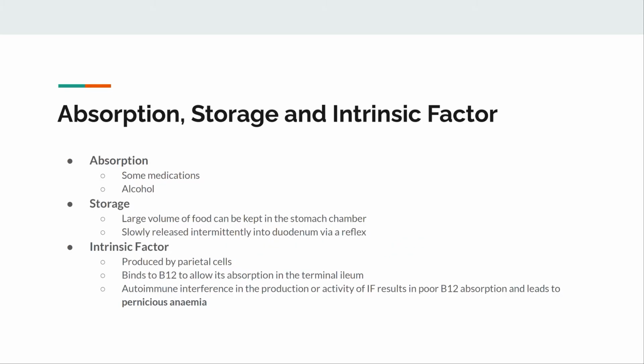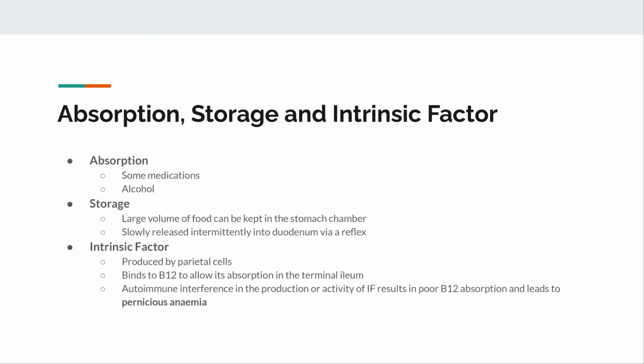The roles of the stomach are to absorb some things like medications and alcohol, to store food. So if you've eaten a large volume of food, you don't want all of that to go into the duodenum at once. So the stomach is a large stretchable chamber that can hold onto that food and slowly, intermittently release it into the duodenum via a reflex.